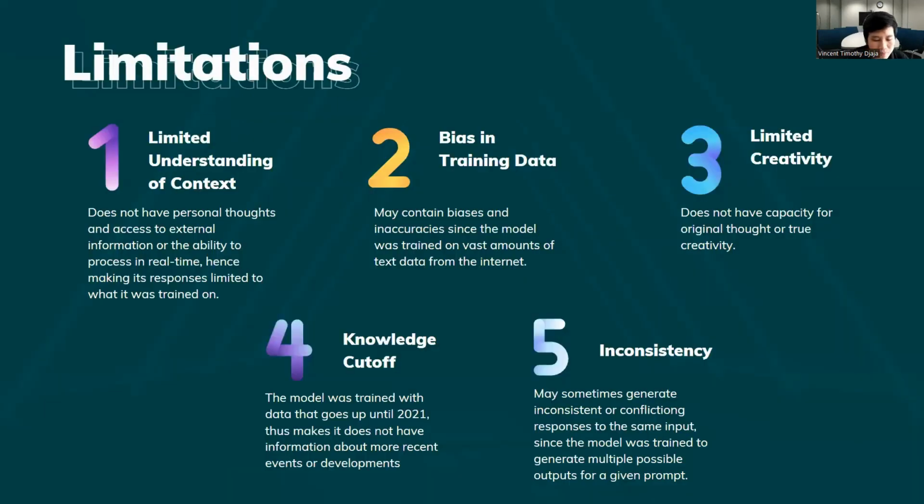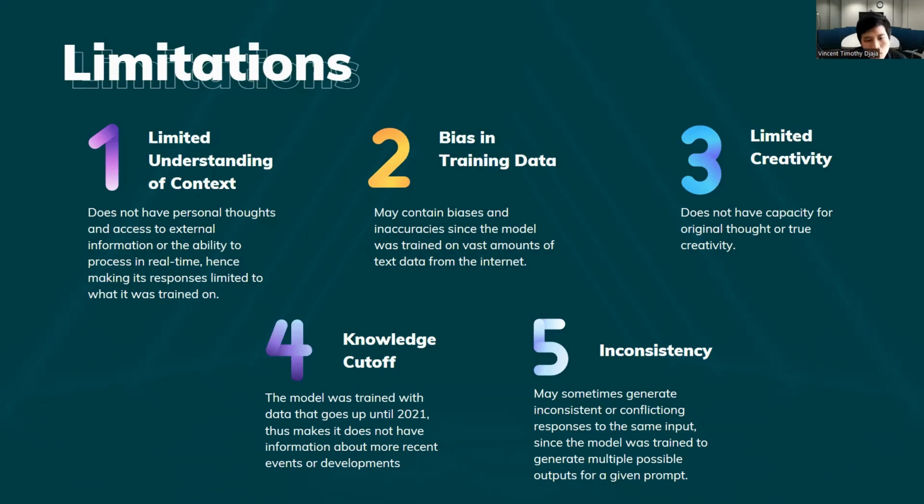And now for limitations. The first limitation of ChatGPT is limited understanding of context. It does not have personal thoughts, access to external information, or the ability to process in real time, hence its responses are limited to what it was trained on. Secondly, bias in training data. It may contain biases and inaccuracies since the model was trained on vast amounts of text data from the internet. The third one is limited creativity. ChatGPT doesn't have any capacity for original thoughts or true creativity.